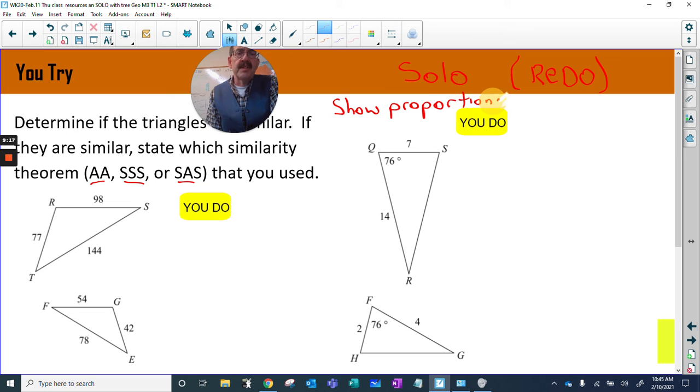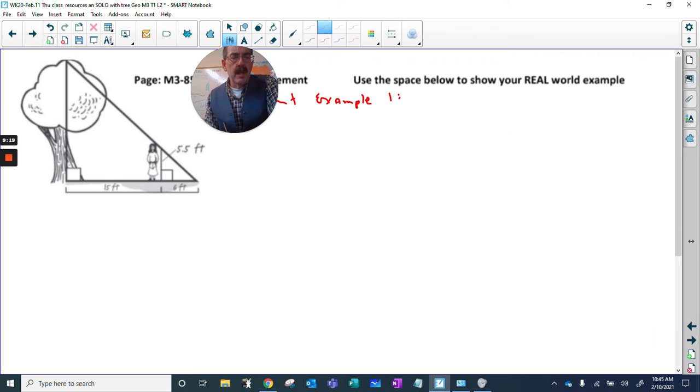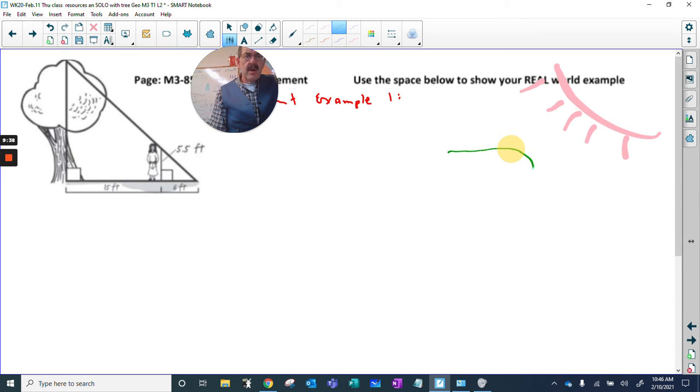Now in class, I'm hoping students actually went out and found a real-world example. So just for fun, since this is the video for class, I'm going to create sunshine, and I'm going to draw the Shadle Park water tower. Looks like a giant bucket of chicken, right?